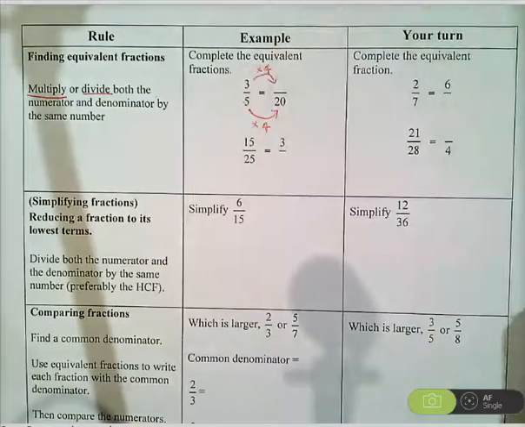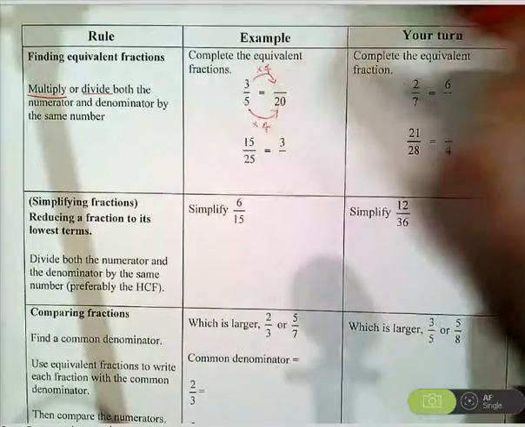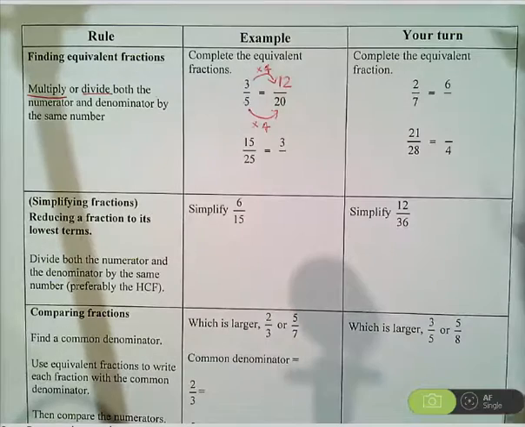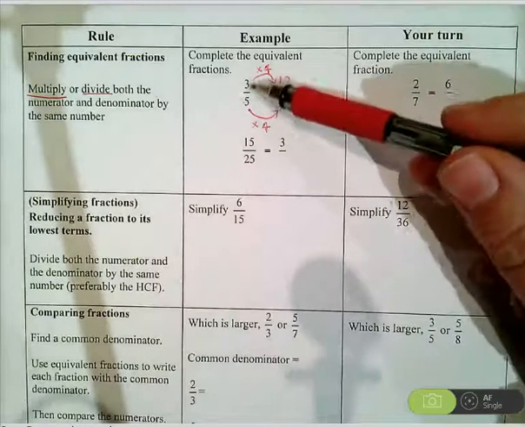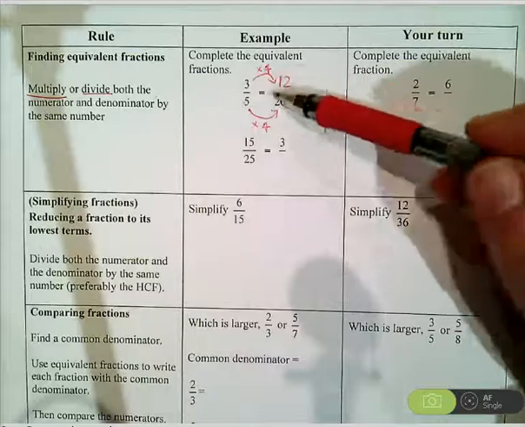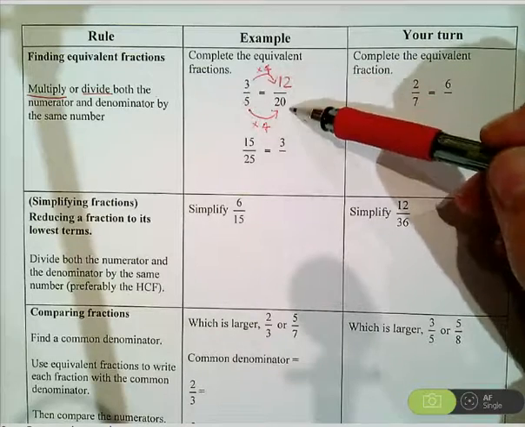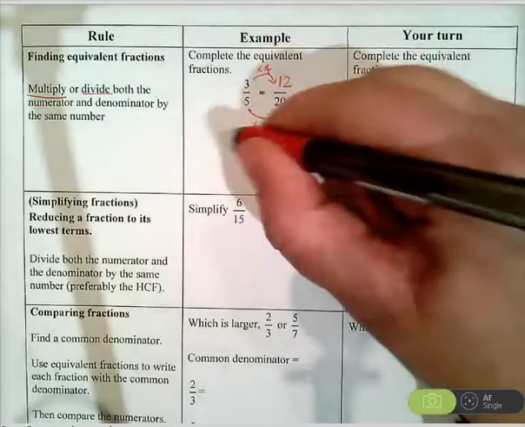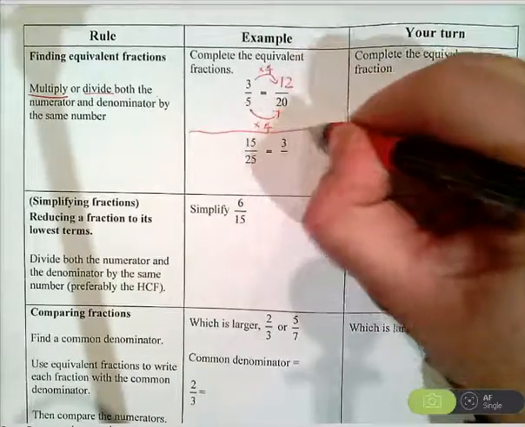So therefore, you must do the same thing to the numerator. So therefore, 5 times 4 is 20. So we say 3 times 4 is 12, okay? So in these equivalent fractions, we've gone from 3/5 to 12/20, and so the numerator and the denominator have both become larger. Now in this question down here, I'm just going to put a little line to separate.